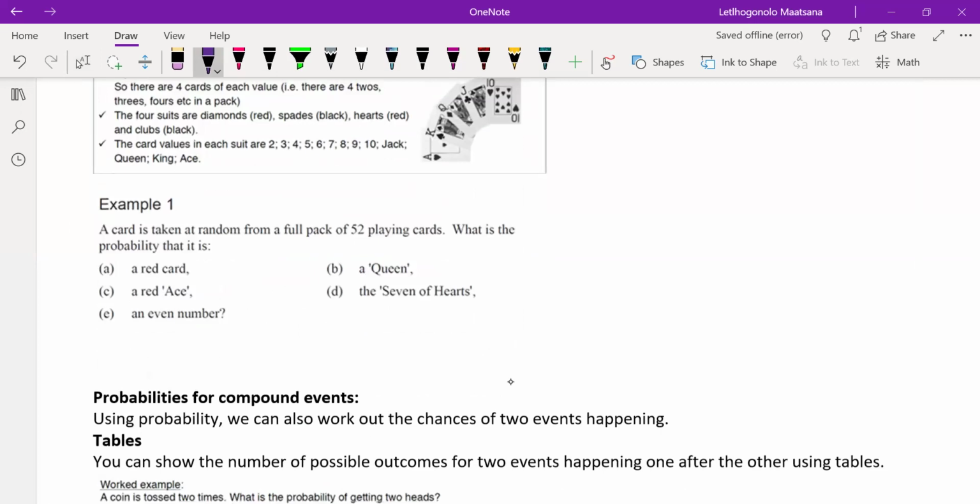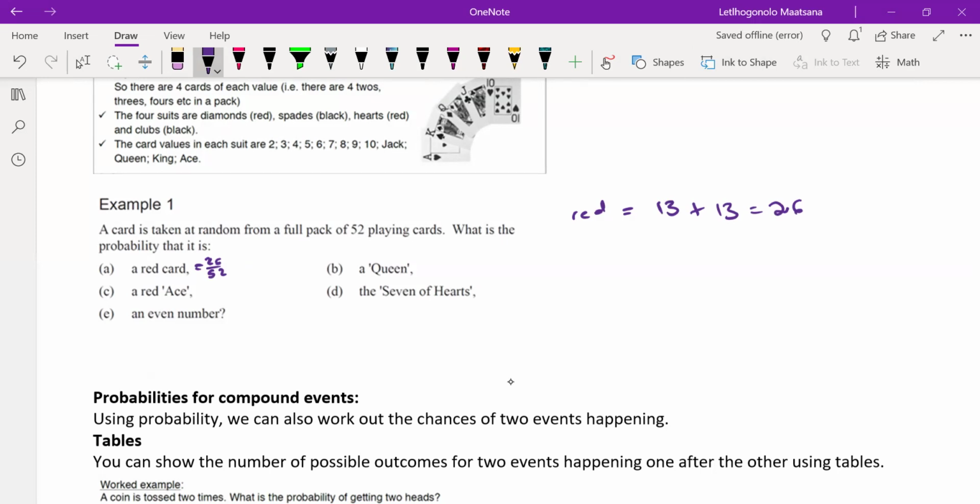Let's take a look at this example. It says a card is taken at random from a full pack of 52 playing cards. What is the probability that it is red? With red, we have your diamonds, which there's 13 of them. And we have your hearts, which there's also 13 of them. So there are 26 possible outcomes. So we will have that as 26 divided by 52. And that is the probability as a fraction.